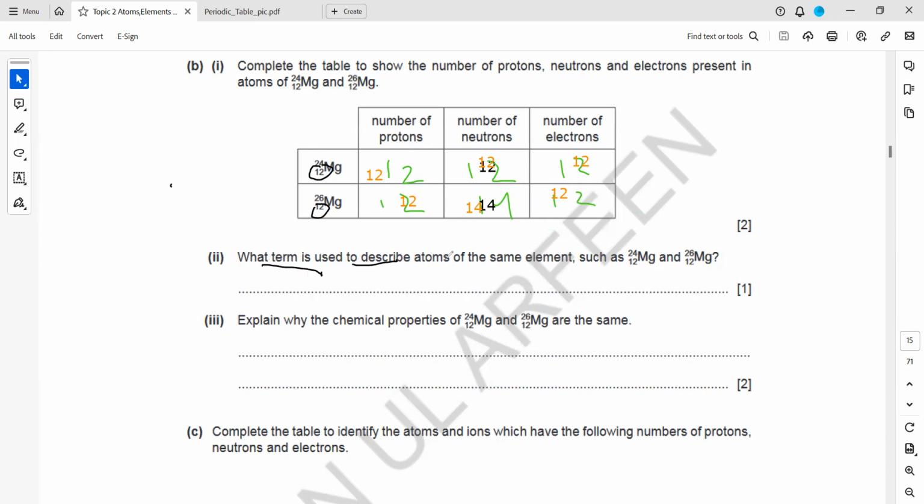What term is used to describe atoms of the same element? So we call them isotopes. Why do isotopes have the same chemical properties? Two marks. The chemical properties depend on the number of electrons in the last shell. So the reason why they have the same chemical properties is because they have the same outer shell electrons. One mark is for mentioning electrons and one mark is for mentioning outer shell. So they have the same number of electrons in the last shell or valence shell or outer shell. That will score the mark.